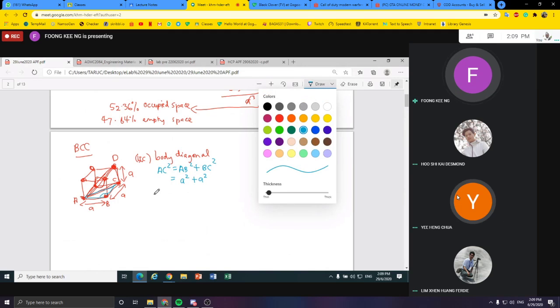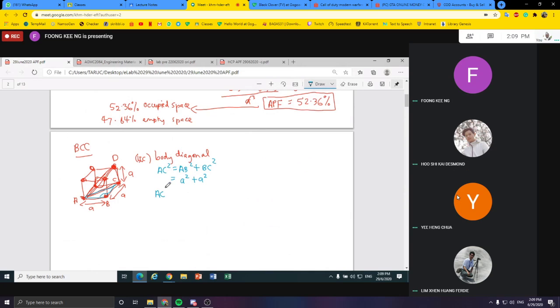So where do we go from here? AC square is equal to 2A square, correct? So this is equation one. This is not my interest. My interest is the one touching the atom in proximity. We know that altogether this is 4R, correct? So I will have AC.